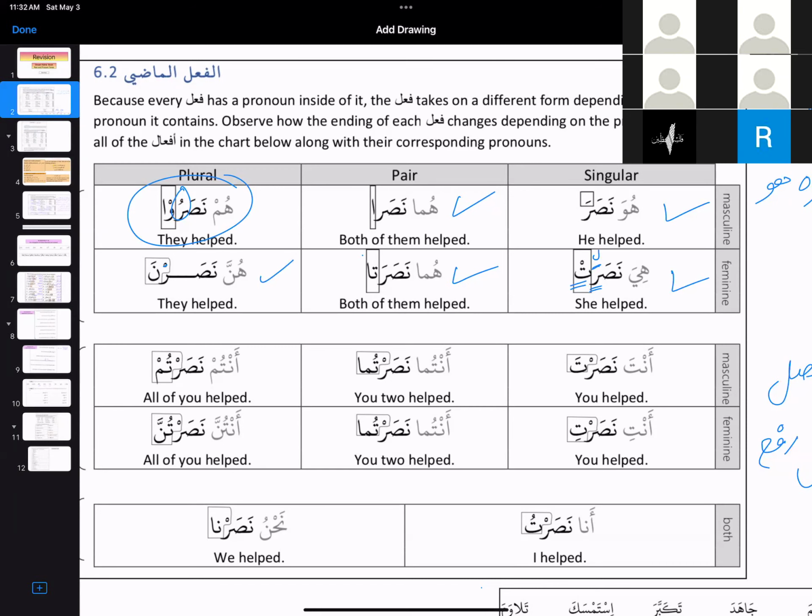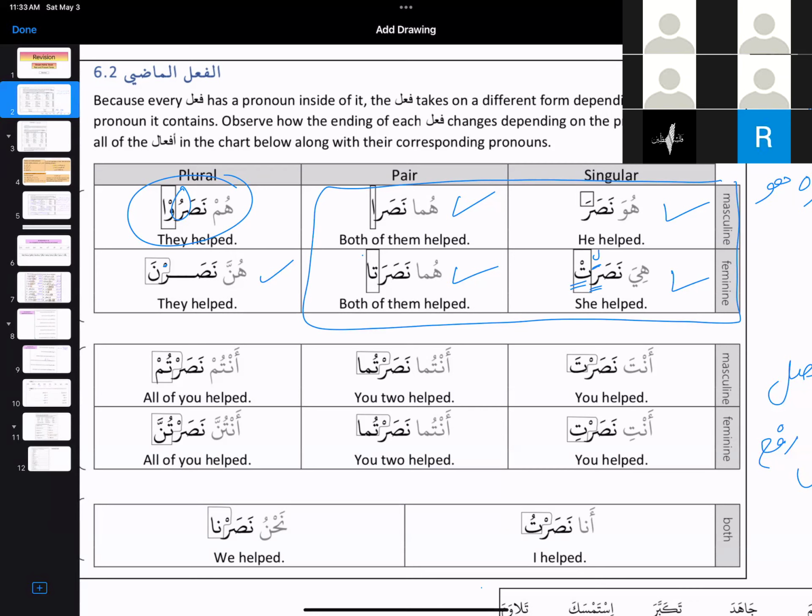Can someone repeat how we are going to say mabni ala fatha, dhamma or kasra, whatever? Just say which pronouns are mabni ala fatha, which one is mabni ala dhamma, and which ones are mabni ala sukun. That's all I want to hear. Huwa, hiya are mabni ala fatha. Nasara and Nasarata, so basically all four are mabni ala fatha, and Nasaru is mabni ala dhamma, and Nasarna is mabni ala sukun.